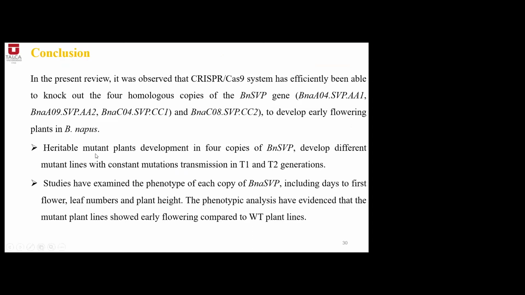After that, we have also observed the heritable mutant plants developed in four copies of Brassica napus with different mutants, with constant mutation transmission from the T0 and T1 to the T2 generation. The study examined the phenotype of each copy of BnaSVP, including days to first flower, leaf number, plant height, and other phenotypic analyses, which show early flowering compared to wild type plants.